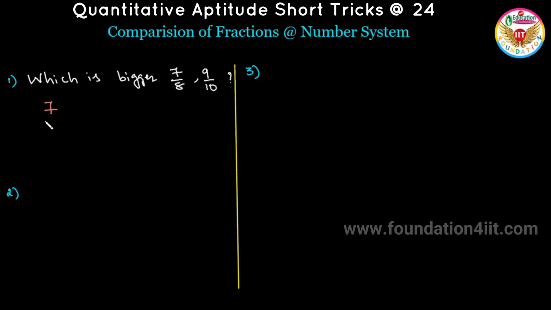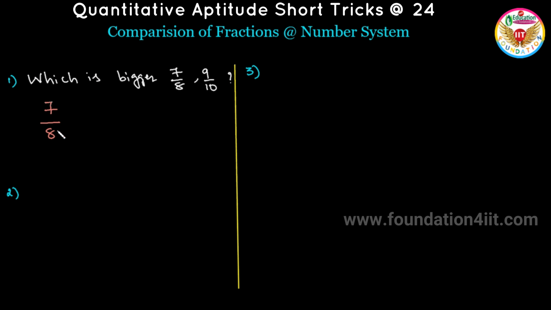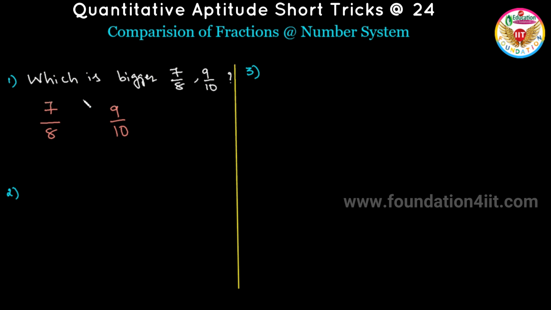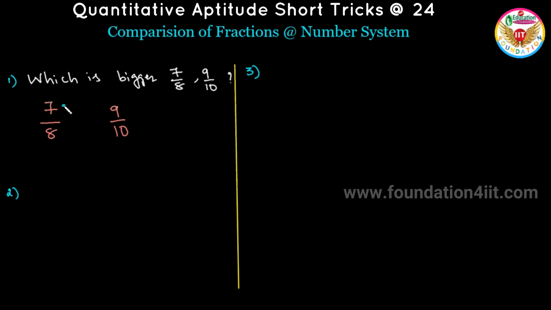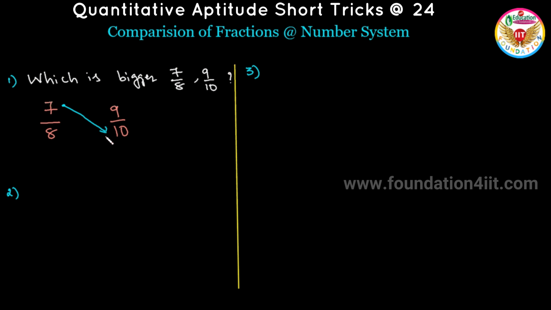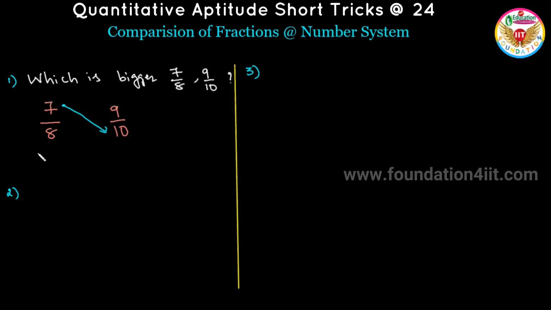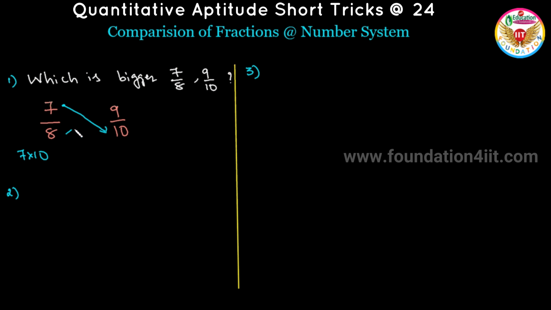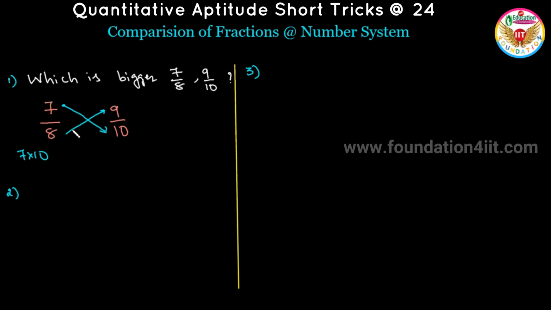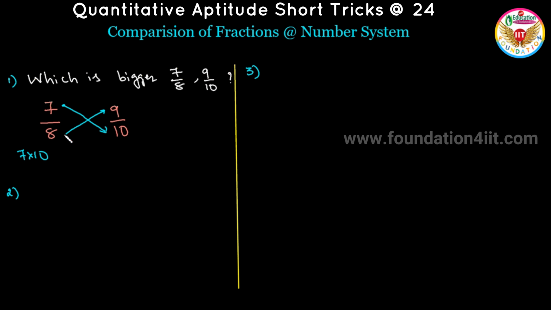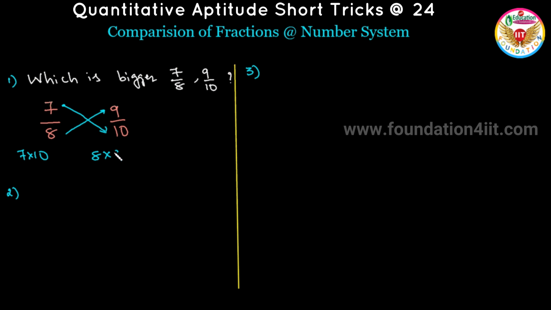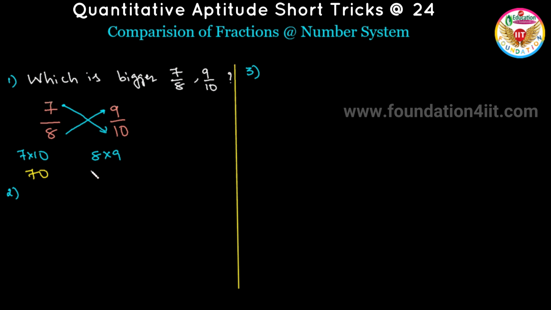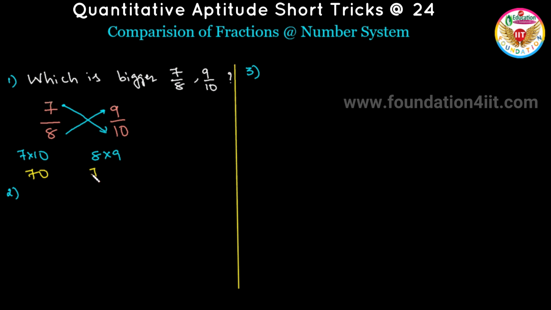Instead of taking the LCM and making the same denominator, you can just observe these numbers. Take the first fraction's numerator and multiply with the second fraction's denominator, 7 into 10. Again, take the first fraction's denominator with the second fraction's numerator, 8 into 9. So 7 into 10 is 70, and 8 into 9 is 72.